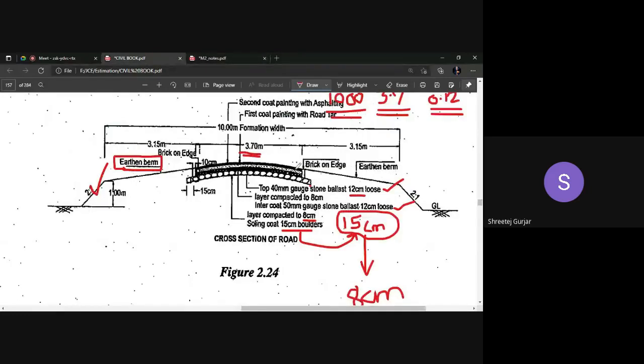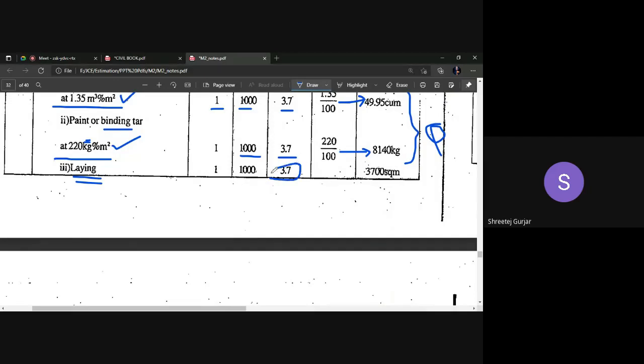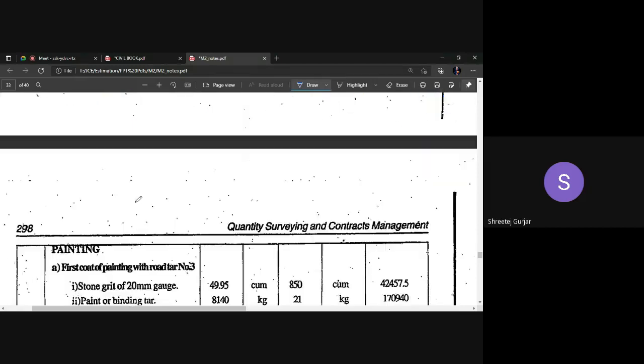3.7 is the surface width, and you have to provide it throughout the length of your road, right? Throughout the length, that is 1000 meters. So 3.7 into 1000 is the surface area which we will need to lay. So that is the quantity of laying, 3700 square meters. Quantity of laying you have to calculate in square meters.